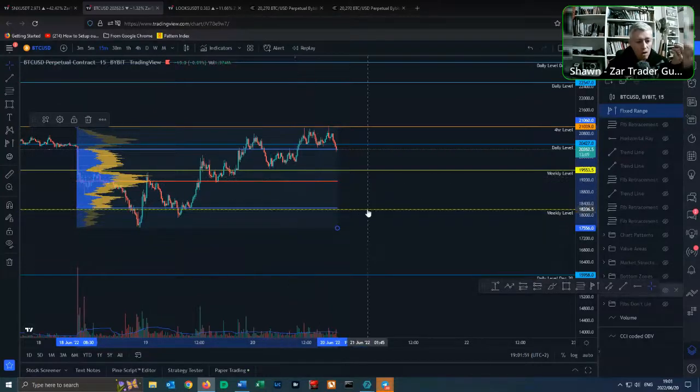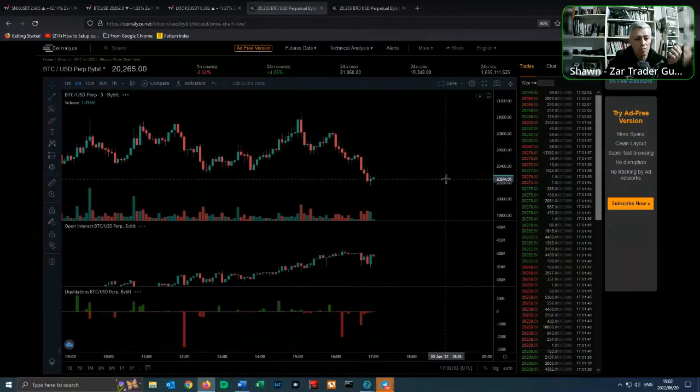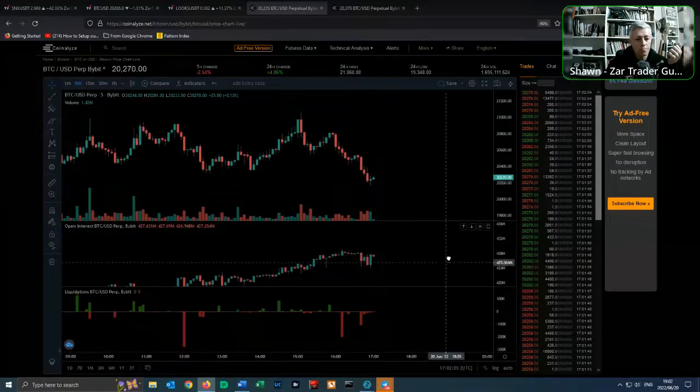I would look at entering long possibly at this $18,000 area. If it holds, I'd go and look at my open interest, drill down. Let's see what open interest is doing at the moment.